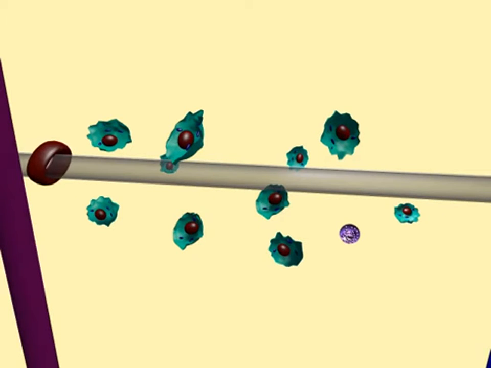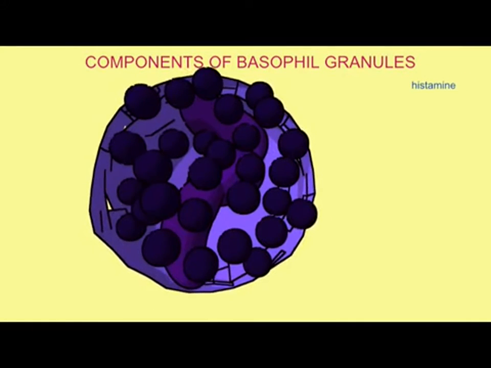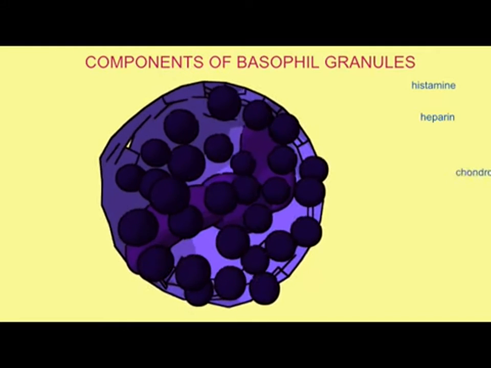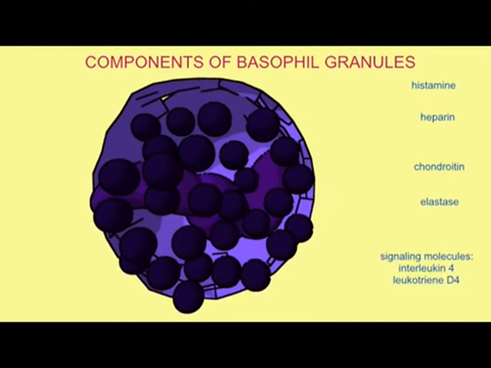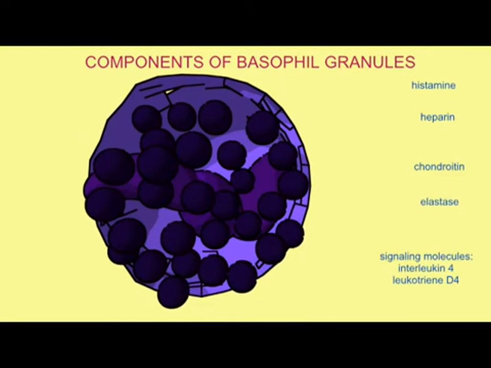And there are a few other signaling molecules, such as leukotriene D4 and interleukin 4, which are very important in mediating allergic reactions and increasing vascular permeability, and other substances as well.